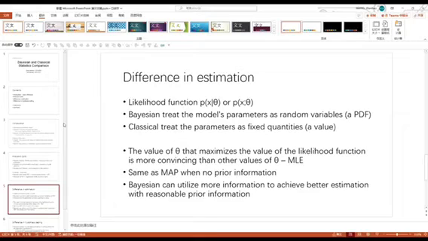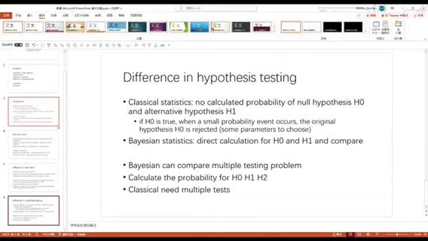And if there is no prior information, the MLE will be the same as the maximum a posteriori estimate. Besides that, we will know the Bayesian approach can utilize information to achieve better estimation with reasonable prior information. So that's very important. And then we talk about the difference in hypothesis testing.